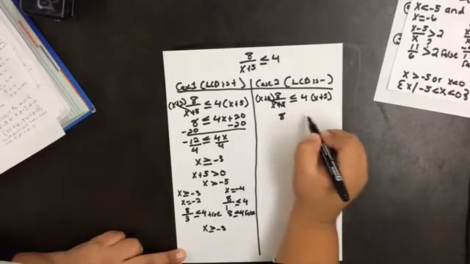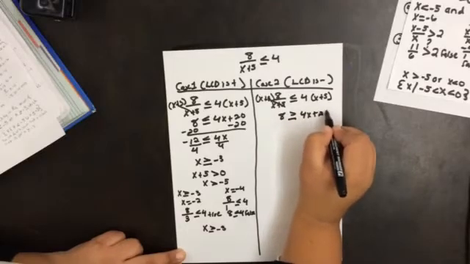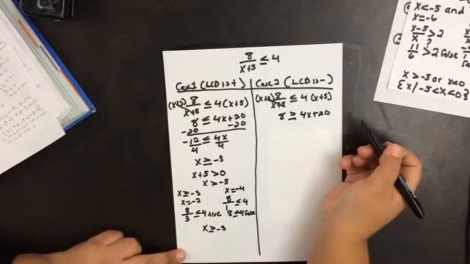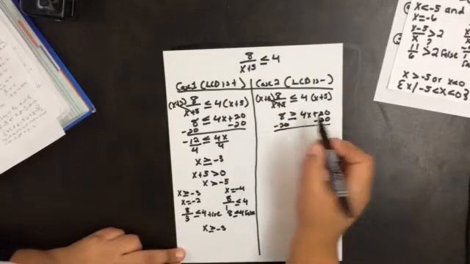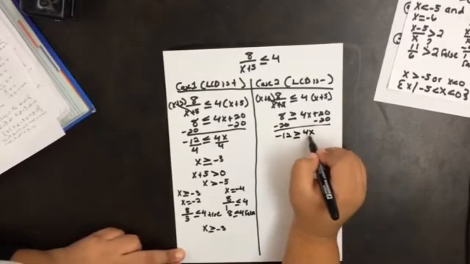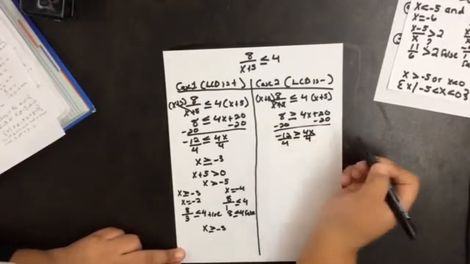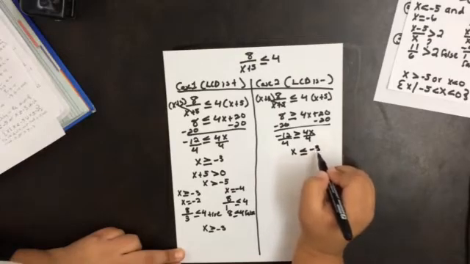So now we have 8 is greater than or equal to 4x plus 20. Once again, we want to isolate our x, subtract 20. So we get negative 12 is greater than or equal to 4x. Divide by 4. So then we have that x is less than or equal to negative 3.